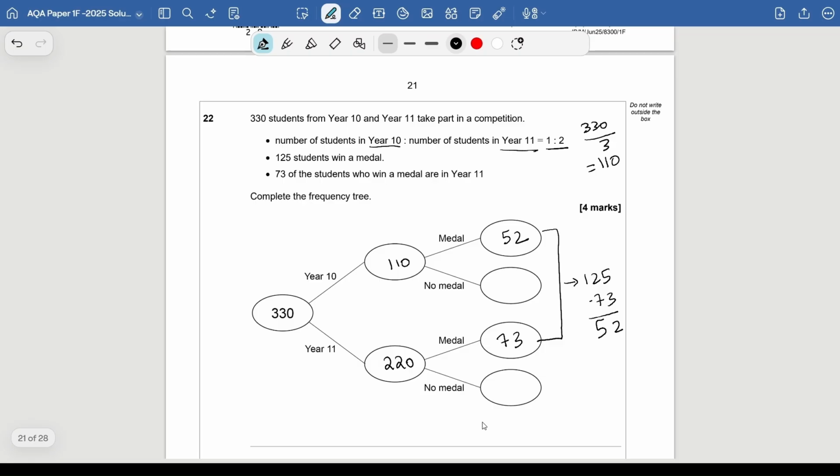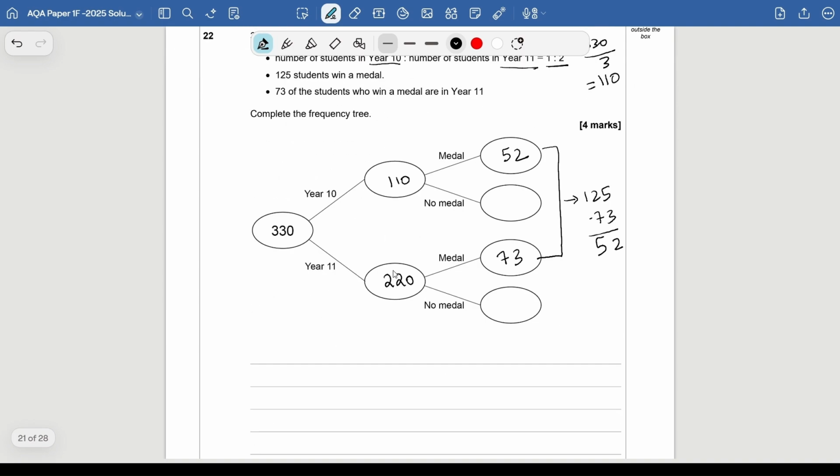Now what else is given here? Well, we can find the students who did not win the medal in year 10. So there are total 110, out of which 52 won the medal. So how many of them will not win the medal? Will be 110 take away 52. So there will be 10 here, 0, another 10. 10 take away 2 is 8. 10 take away 5 is 5, 58. So 58 goes in here.